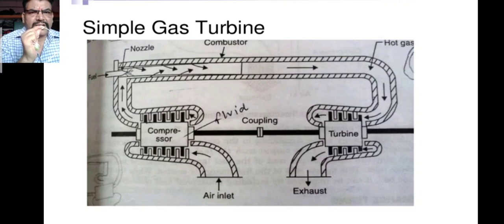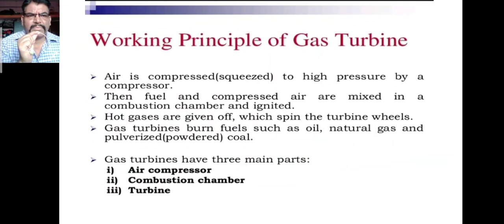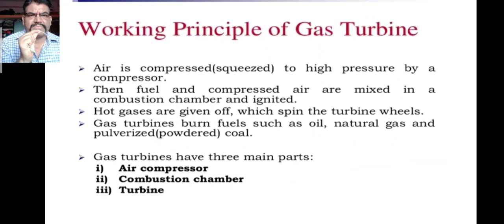You can see the actual construction of the turbine. There are fixed and there are moving blades. It rotates around the shaft of the turbine, and as the generator is always connected with the same shaft, there is a generation of electricity. That is the simple gas turbine. Compressor and turbine are always connected with the same shaft.